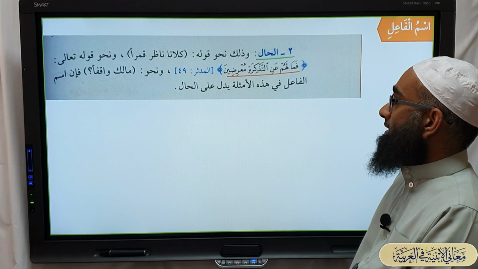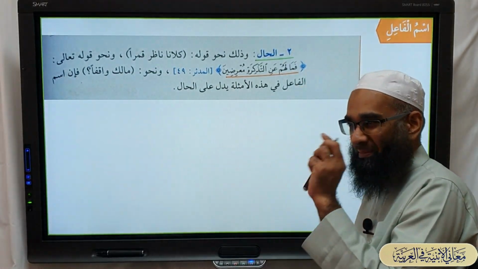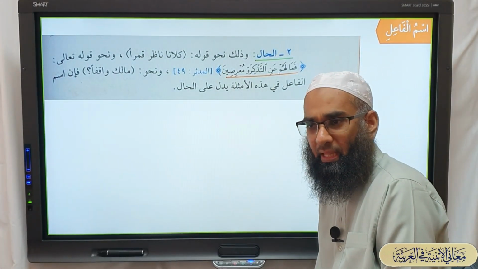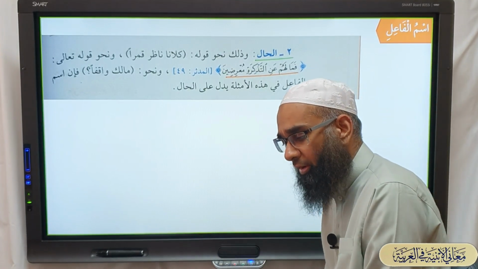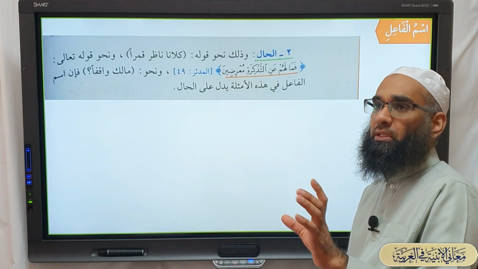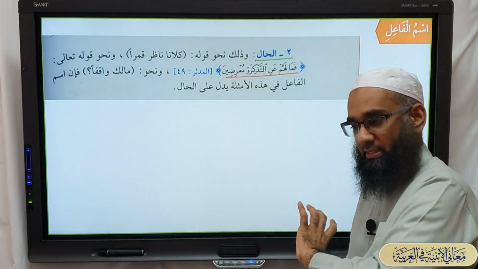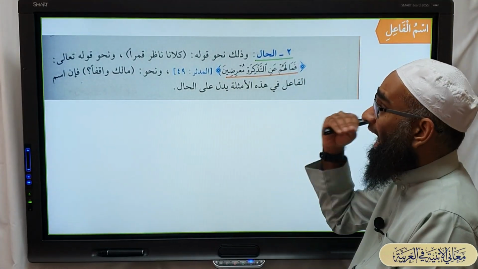Another meaning, he says here, it can come in the meaning of hal. And this is not the more common meaning, the madhi meaning. Even within that there's ikhtilaf, that it can come in the mazi meaning. The scholars have differed regarding that. Regarding the hal and mustaqbal, there's no ikhtilaf. This is a standard meaning. So it can come in the hal meaning.